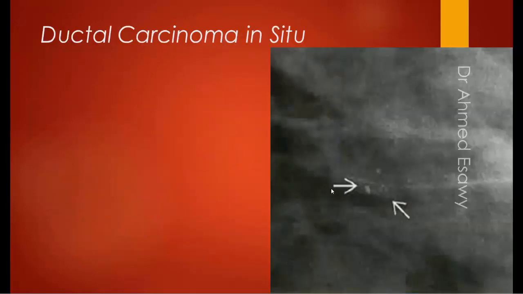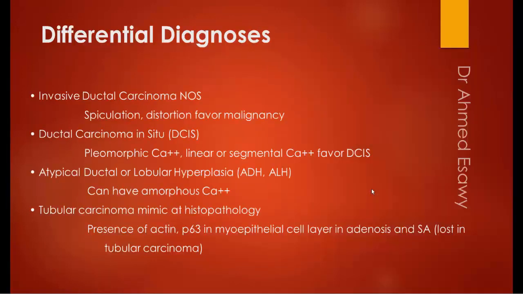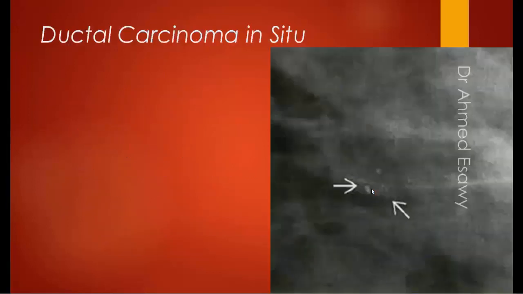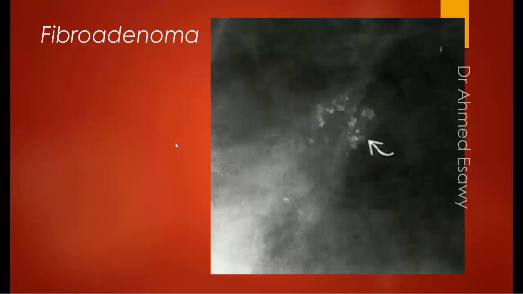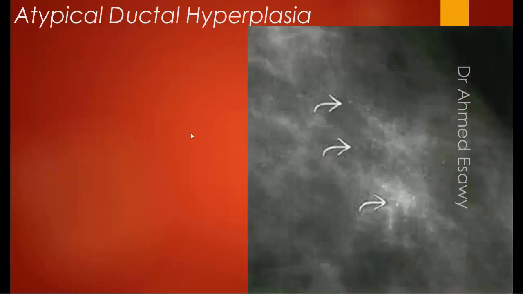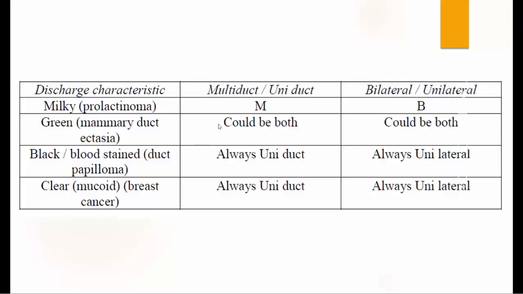This is ductal carcinoma in situ: microcalcification, pleomorphic, linear, segmental. Fibroadenoma with punctate calcification or popcorn calcification, a character of fibroadenoma. Atypical ductal hyperplasia is one of the differential diagnoses of fibroadenosis.